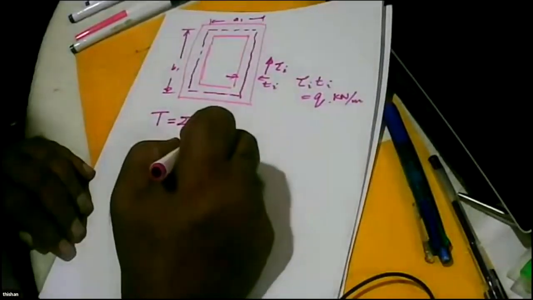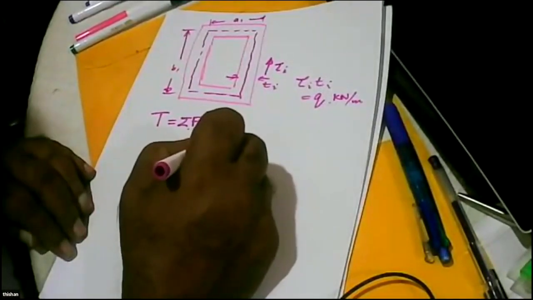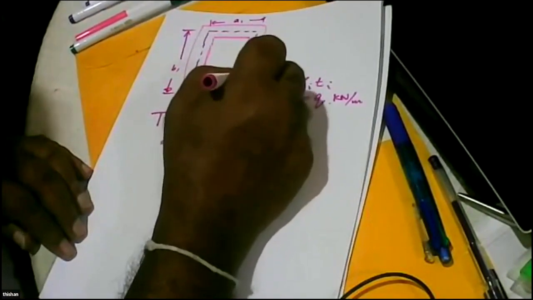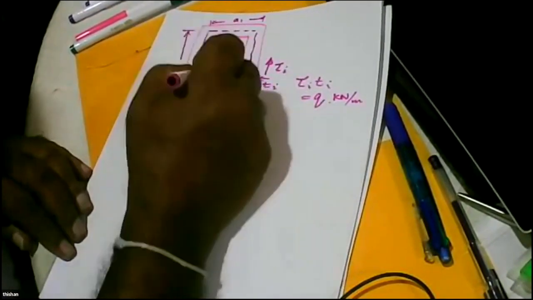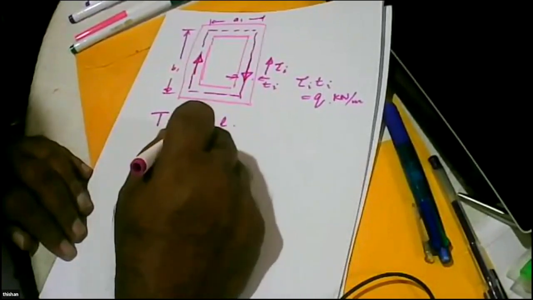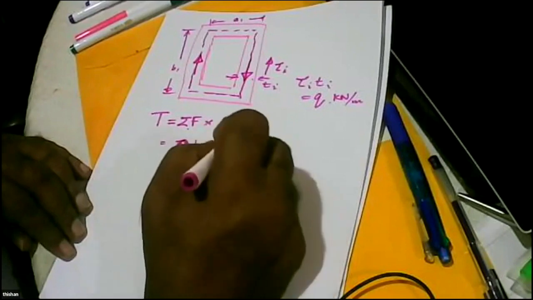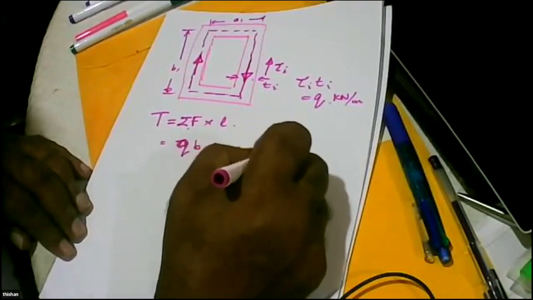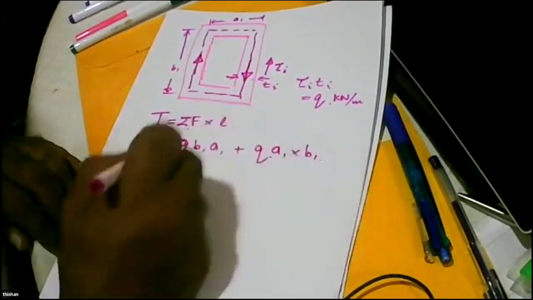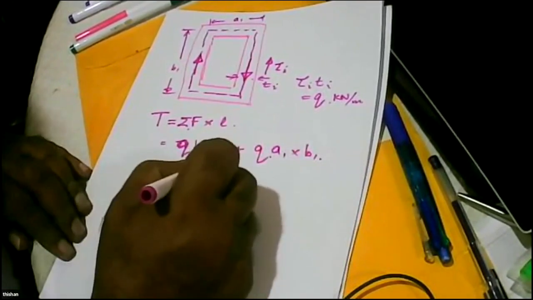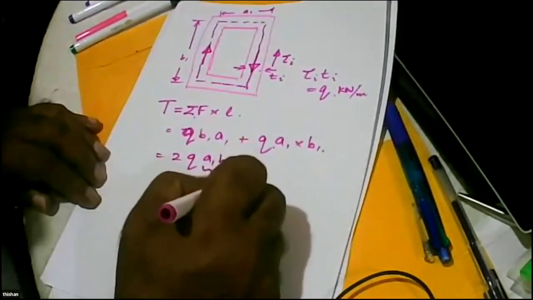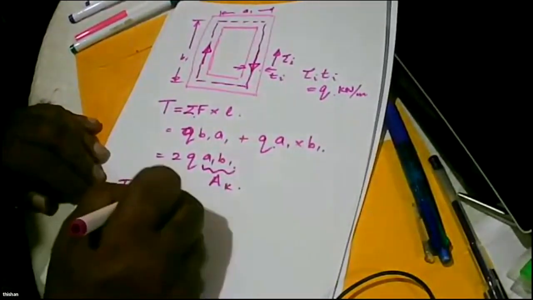Q times B1, but Q1 times B1 is a force, and it has to be multiplied by A1, because moment is equal to force multiplied by lever arm, plus Q times, if you take this face, A1 multiplied by B1. So that is 2Q A1 B1. A1 B1 is AK. So T is equal to Q AK.